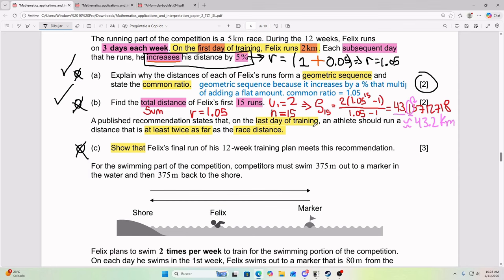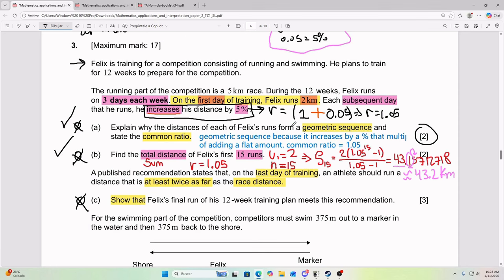meets this recommendation. So, the big question here is which run is it at the end of the 12-week plan? And a lot of people immediately jump to say n equals 12, and they plug in and see what happens. And I understand why you would do that. But watch out, they did put something in bold earlier. That was that Felix runs 3 days each week.